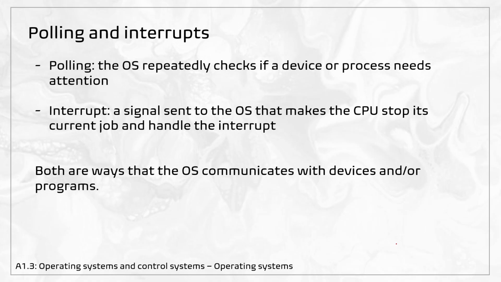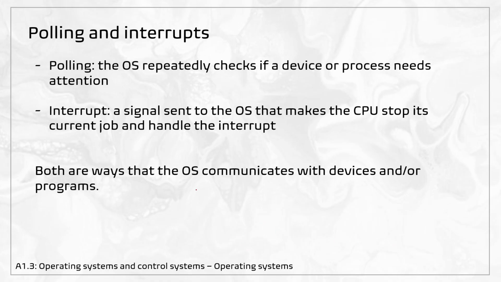The OS also needs a way to check on different things, whether that be the status of a process, a peripheral device, or a piece of hardware, so it can act on any potential issues or requests. There's 2 main ways to do this: polling and interrupts. Polling is when the OS repeatedly checks for any action to be taken, and interrupts are signals that are sent to the OS, usually an urgent event or request. The OS then makes the CPU stop its current action so that it can handle the interrupt instead. Both methods are ways that the OS communicates with other parts of the computer.